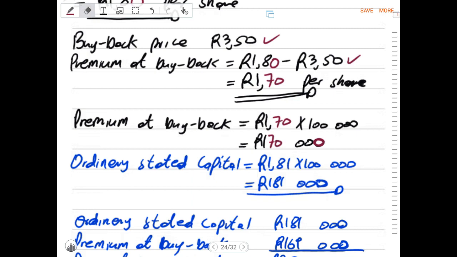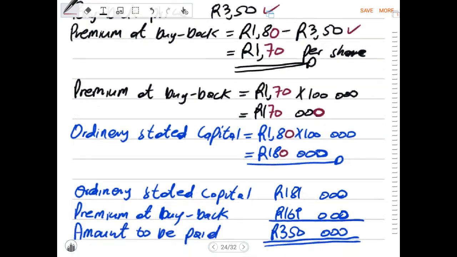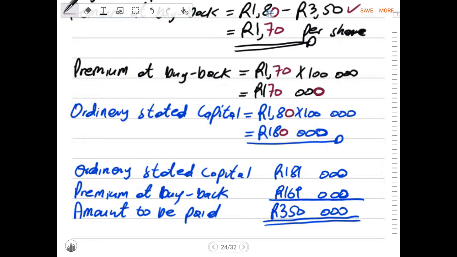Therefore now again I have to make an adjustment with that ordinary stated capital, which is 1 rand 80 cents times by 100,000 shares. Then this will give us 180,000 capital that was bought back in terms of ordinary. I just want to make few adjustments only because of that, and I'm using the same table or the same answer that I've given to you.